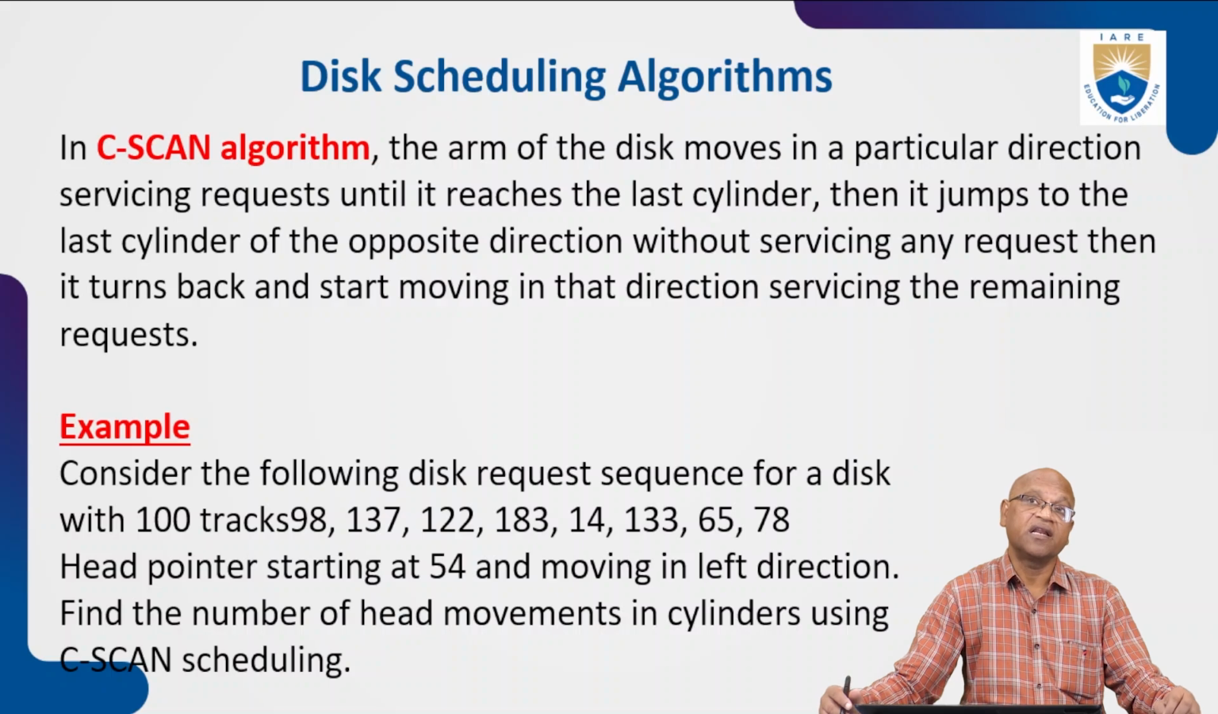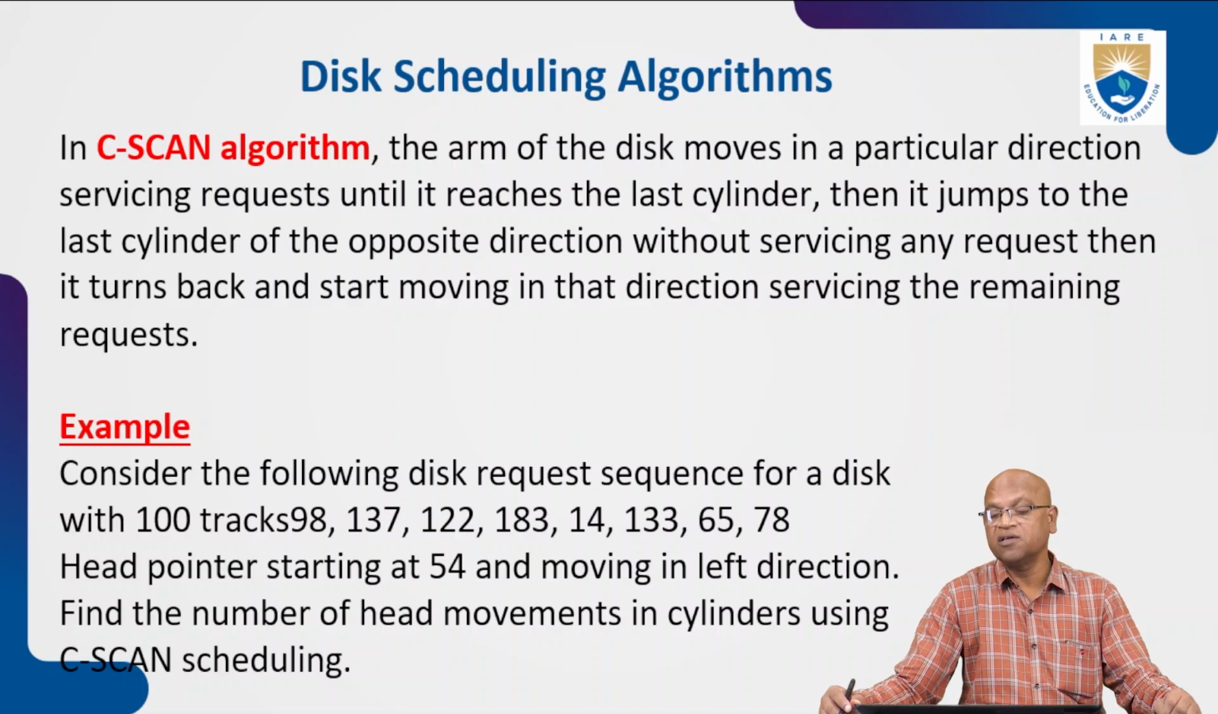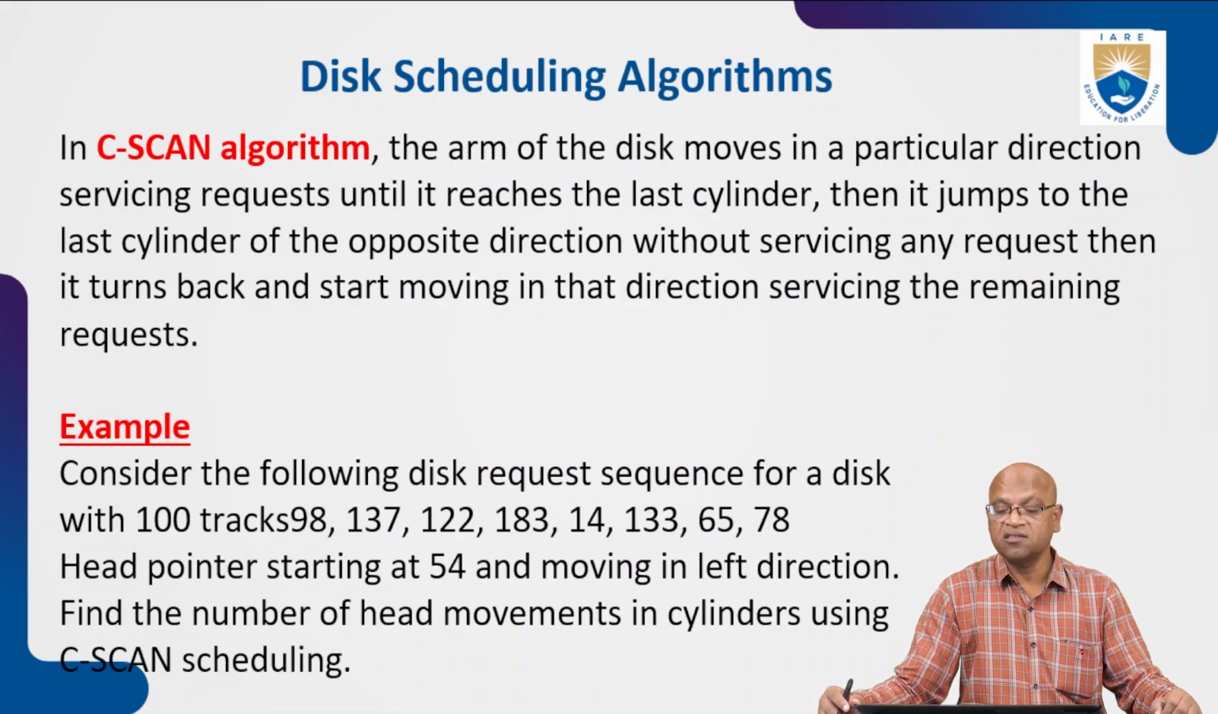Next one is C-scan. The arm of the disk moves in a particular direction, servicing requests until it reaches the last cylinder. Then it jumps to the last cylinder of the opposite direction without serving any requests. Then it turns back and starts moving in that direction, serving the remaining requests. Consider the following disk request sequence.